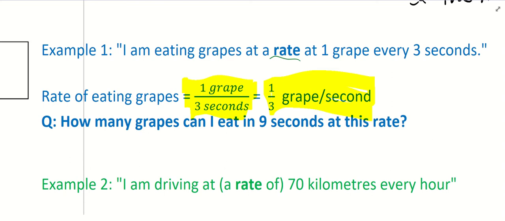Then I can further ask, how many grapes can I eat in 9 seconds at the same rate? Or it sounds like, how many grapes can I eat in 9 seconds at the same speed? It sounds similar, but it's not exactly the same thing. So how do we do this? You can go think about it. The quick answer is you take the rate of eating grapes multiplied by 9 seconds to give me 3 grapes.